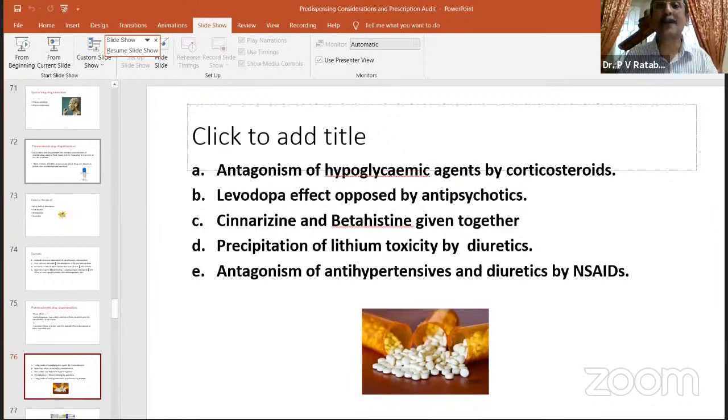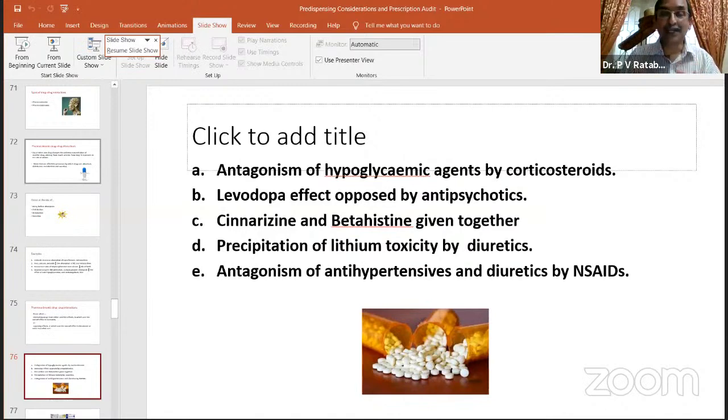Levodopa effect is opposed by antipsychotics. Cinnarizine and betahistine given together, I already told you, both are antagonistic. Lithium toxicity can be precipitated by diuretics, and antagonism of antihypertensives and diuretics by NSAIDs. So these are just the tip of the iceberg. Just to make you aware, there are thousands of drug interactions and you cannot possibly be expected to pick them up. No doctor can actually remember all drug interactions.